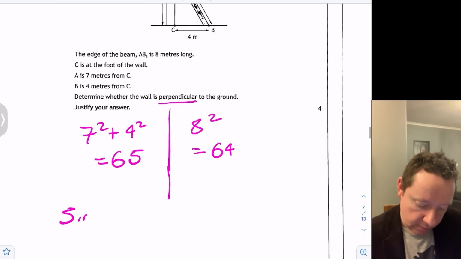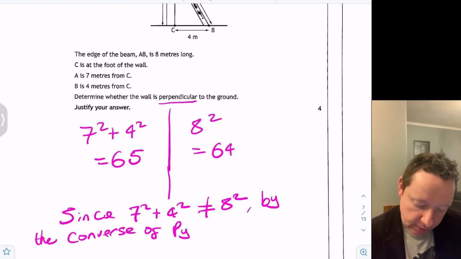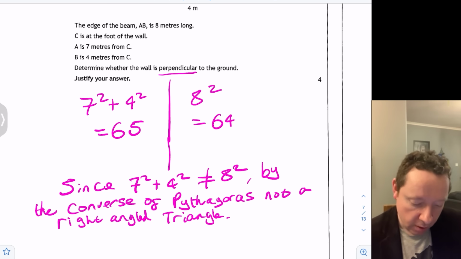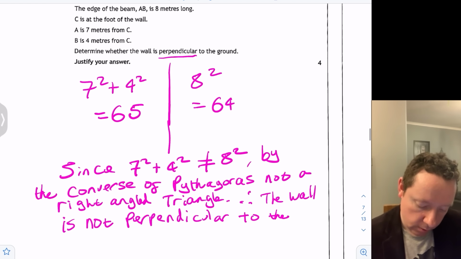So since 7 squared plus 4 squared does not equal 8 squared, then by the converse of Pythagoras, or just by Pythagoras, not a right angle triangle, and then to make the context of the question, therefore, the wall is not perpendicular to the ground.